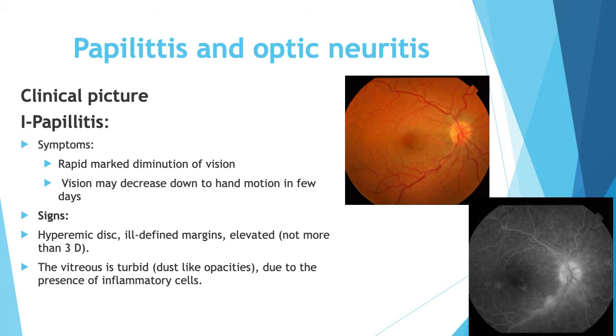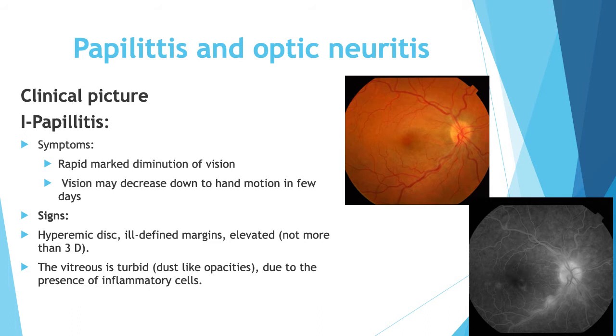What are the symptoms of papillitis? The patient presents with what? Rapid, marked diminution of vision. Why rapid? Because it's inflammation. Any inflammation of the optic nerve will hinder its function, and the function is vision, so the vision is markedly affected, especially the color vision. The patient comes in with diminution of vision and cannot differentiate most colors, like red, green, and blue. Vision may decrease rapidly to hand motion in a few days.